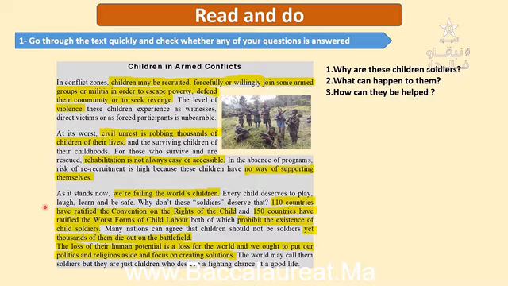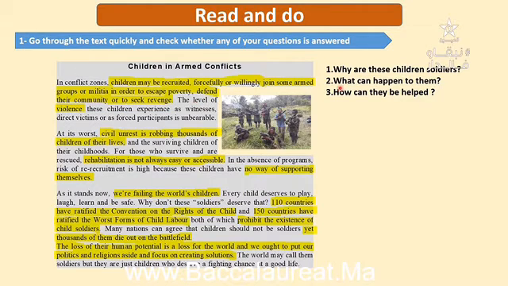While reading, you may have underlined or highlighted some words, phrases, or sentences that you think are essential to the meaning. Great job. Let's see now if any of your questions are answered. Why are these children soldiers? There is an answer to this question in paragraph number 1. In order to escape poverty, defend their community, or seek revenge.